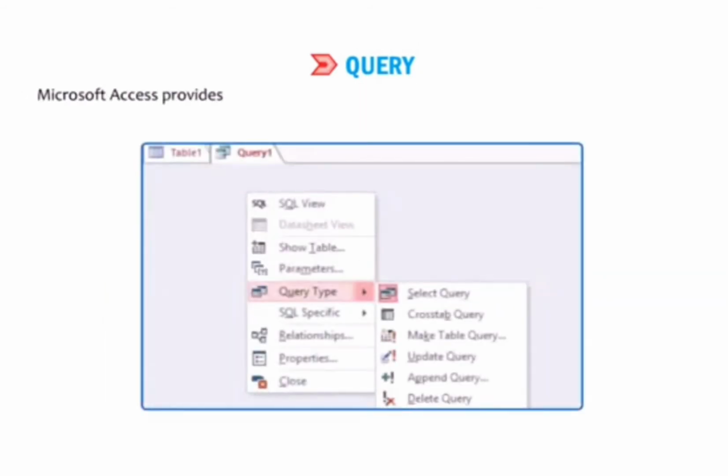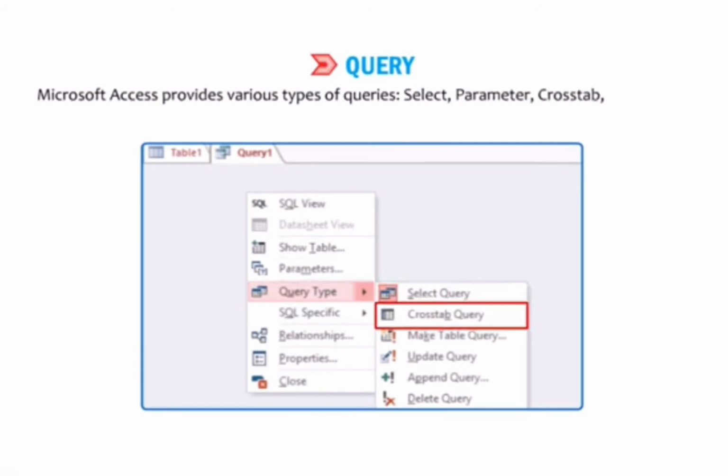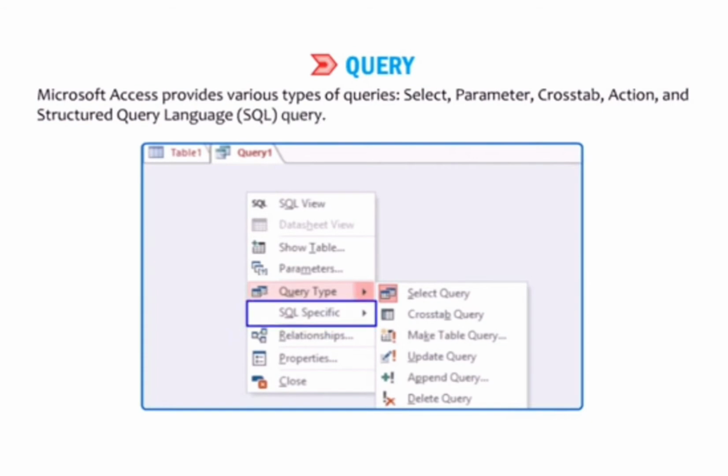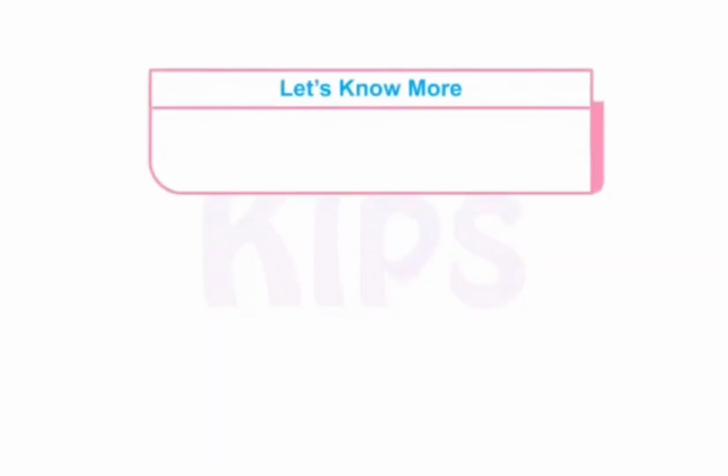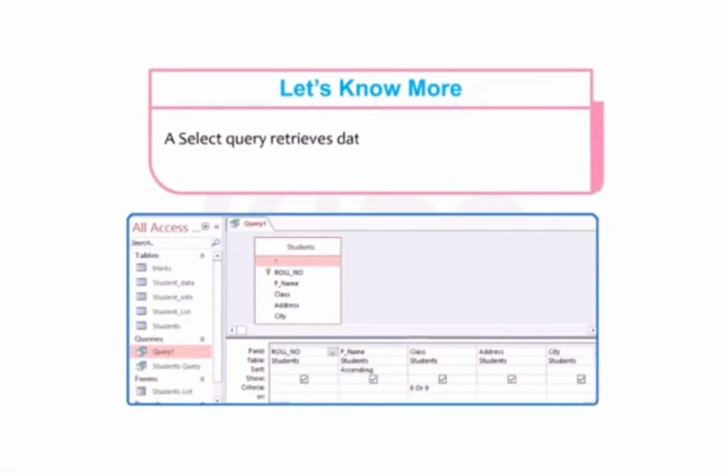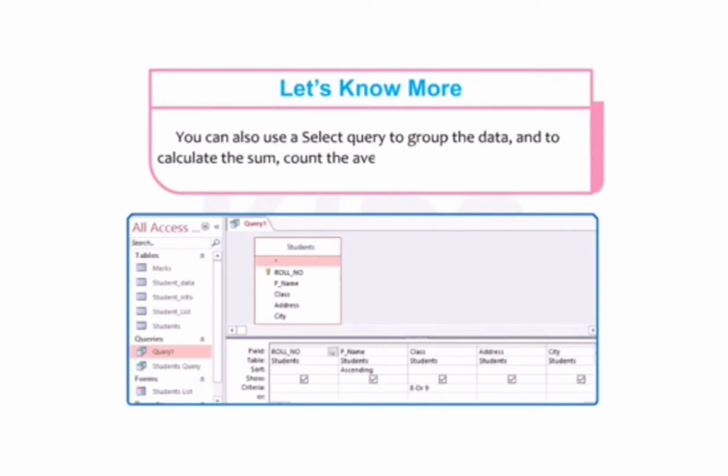Microsoft Access provides various types of queries: select, parameter, crosstab, action, and structured query language (SQL) query. Okay, let's know more. A select query retrieves data from one or more tables and displays the record set in a datasheet. You can also use a select query to group the data and to calculate the sum, count, average, and other types of totals.